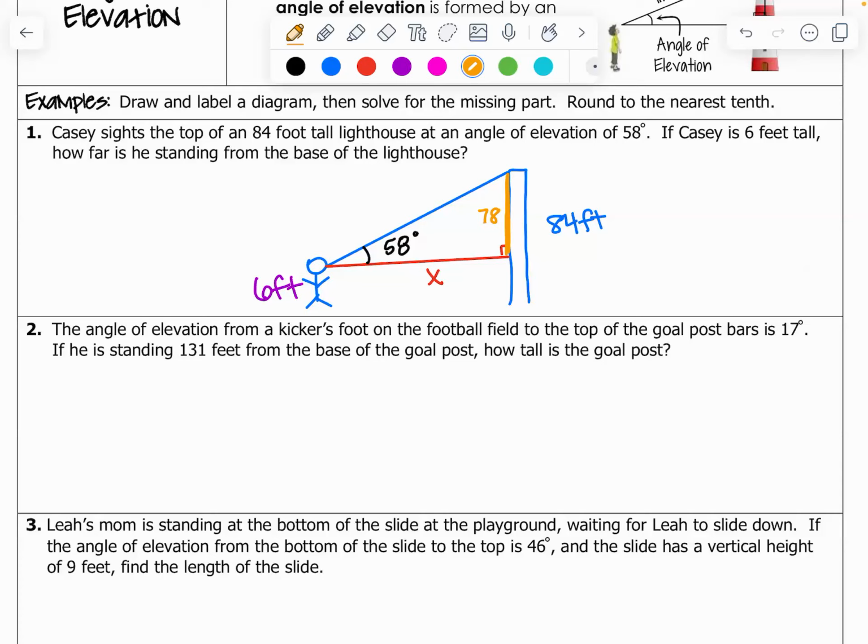Yeah, I get it. So to find X, what are we going to use? The tangent of 58 degrees is opposite over adjacent. Solve for X, please.